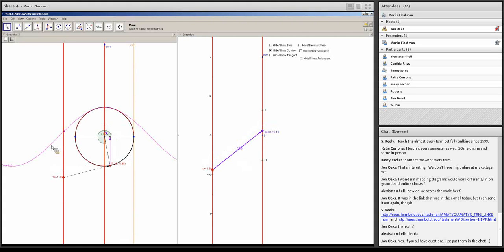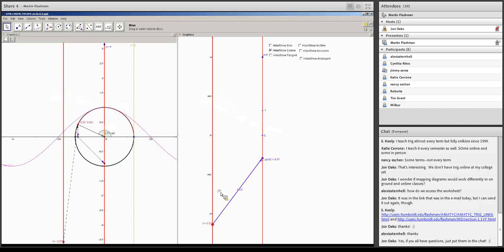This is the graph of the cosine, and if I put the axes back in, you can see the familiar graph of the cosine showing up, and we're moving along on that graph as we move through the angles from minus pi to pi.